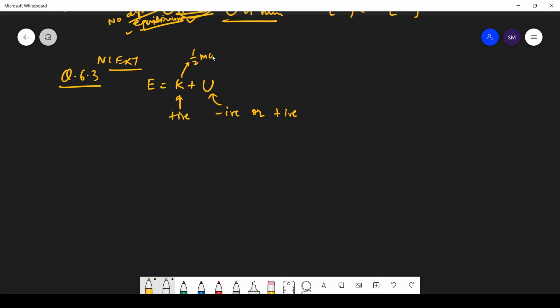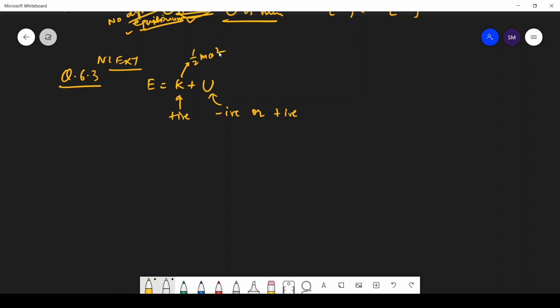Now we have question 6.3 in the NCERT. We have just discussed that mechanical energy is equal to kinetic energy plus potential energy. Potential energy can be negative or positive. But K is always positive because the formula of K is half mv square.